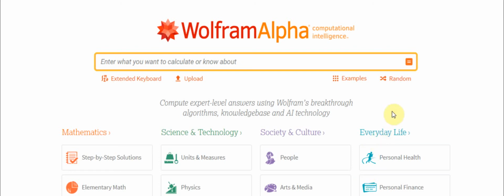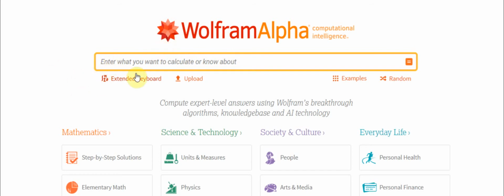Hello everybody, today I will introduce Wolfram Alpha. I will show you the technique of how to use this website to calculate everything for you.